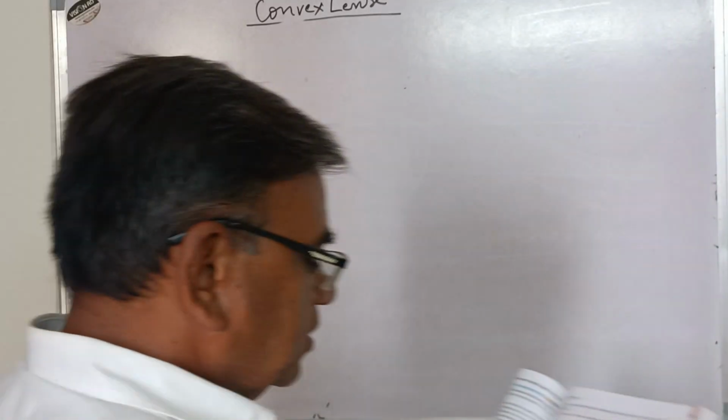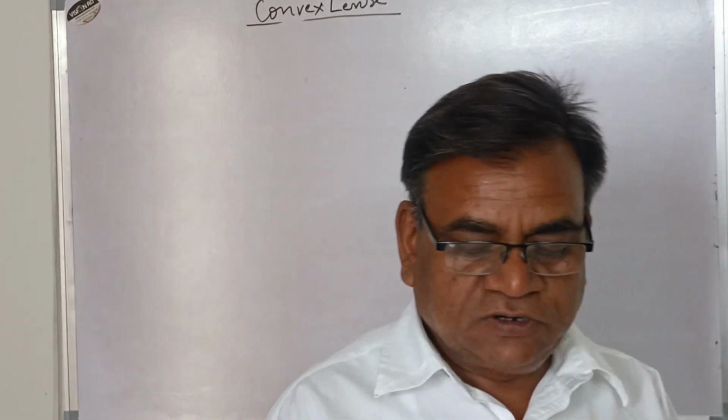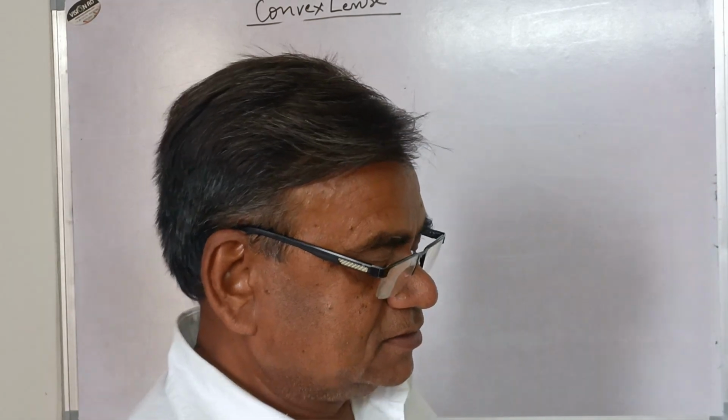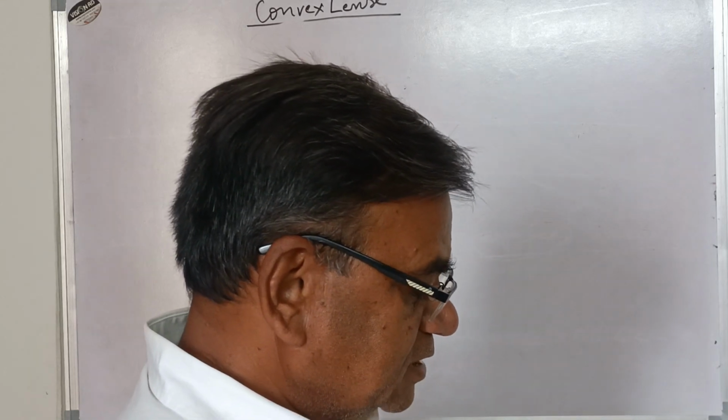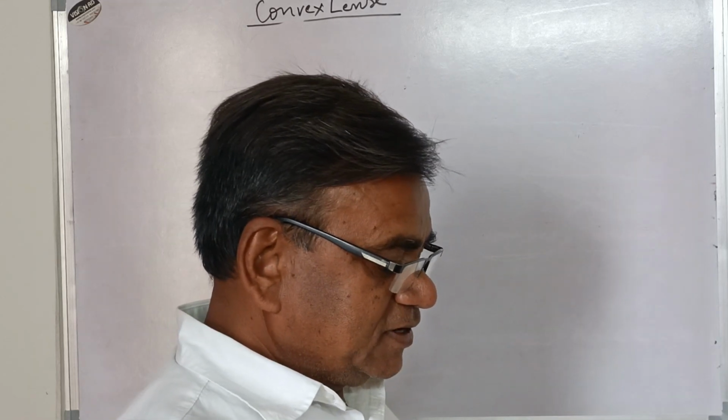So which of the following lens would you prefer to use while reading small letters found in the dictionary or anywhere? Okay, it is convex lens. The answer is convex lens.